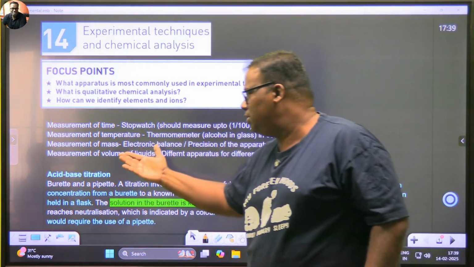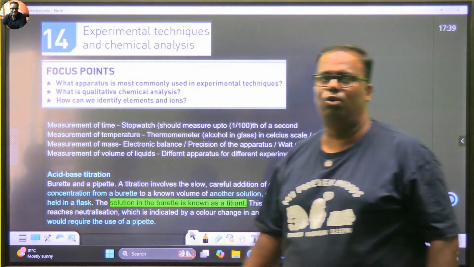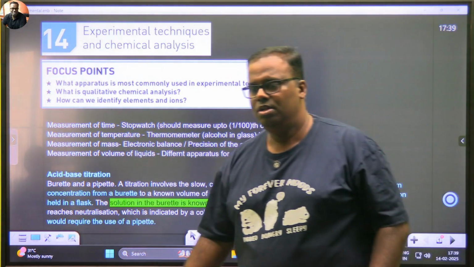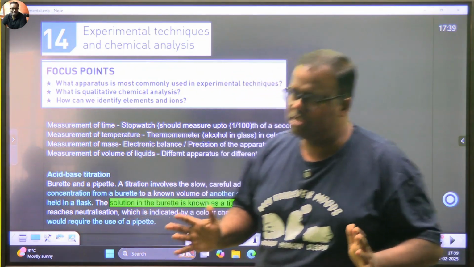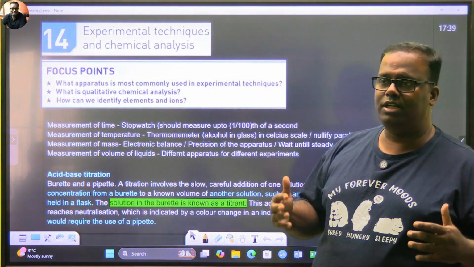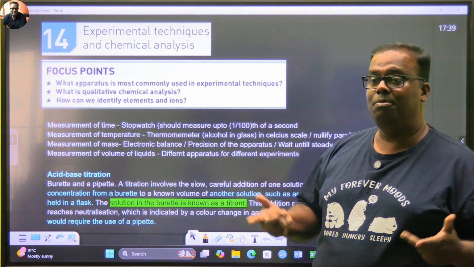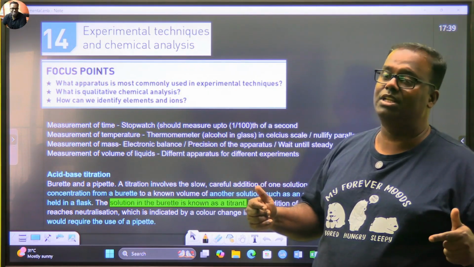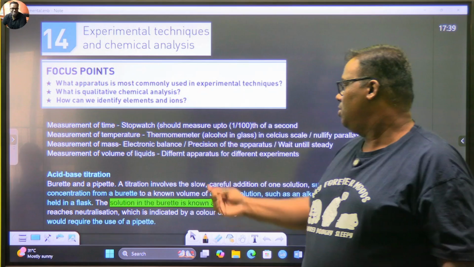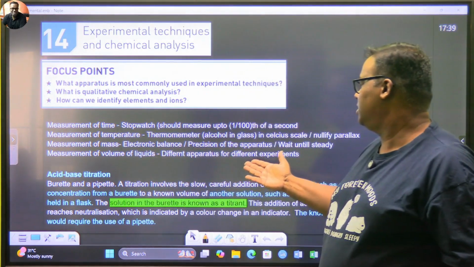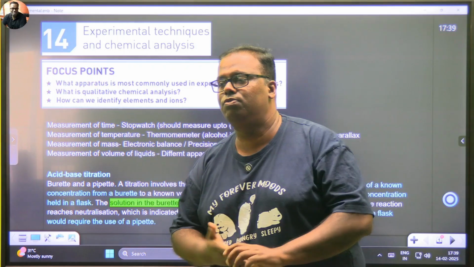Then comes measurement of volume of liquids. So when we measure volume, you know the difference between volume and capacity. Volume is the content of a liquid that you pour in a vessel, and capacity is the maximum volume that vessel can hold, right? So we use different apparatus for different experiments.